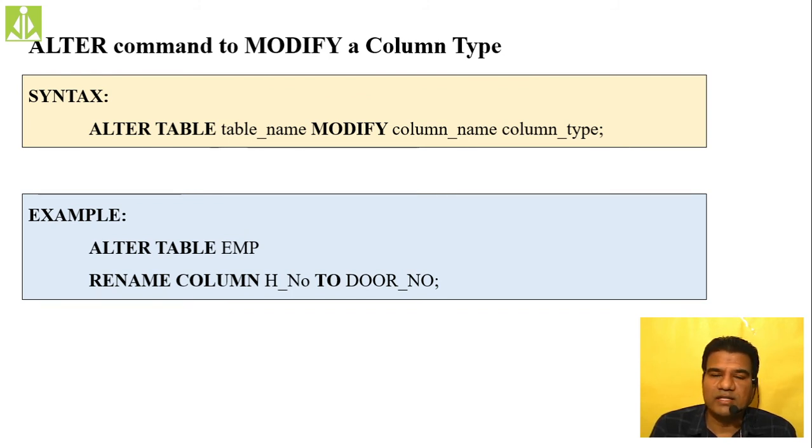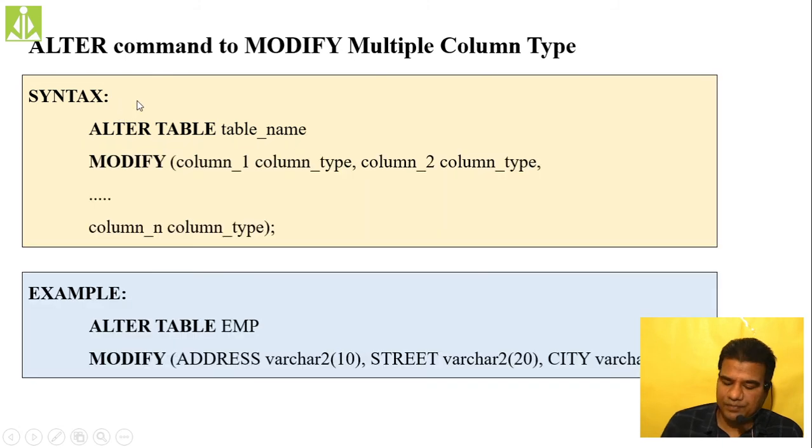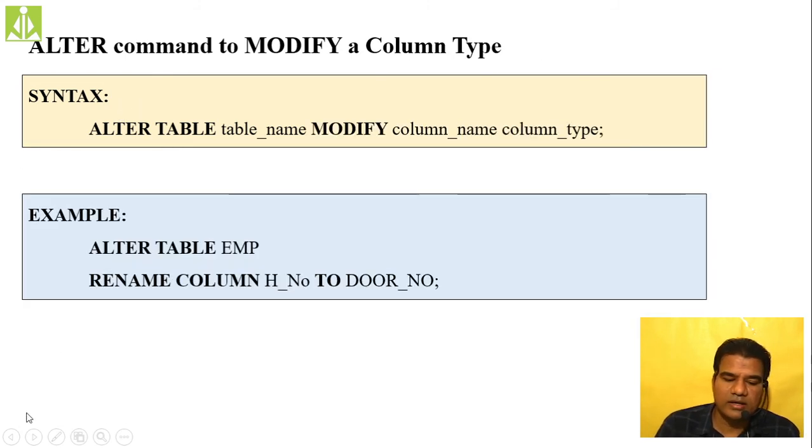Modifying the type means that for a particular column, whatever data type you have, you can change that data type. That is modifying the column type. How you can do that is very simple. First you have to use alter, alter table.